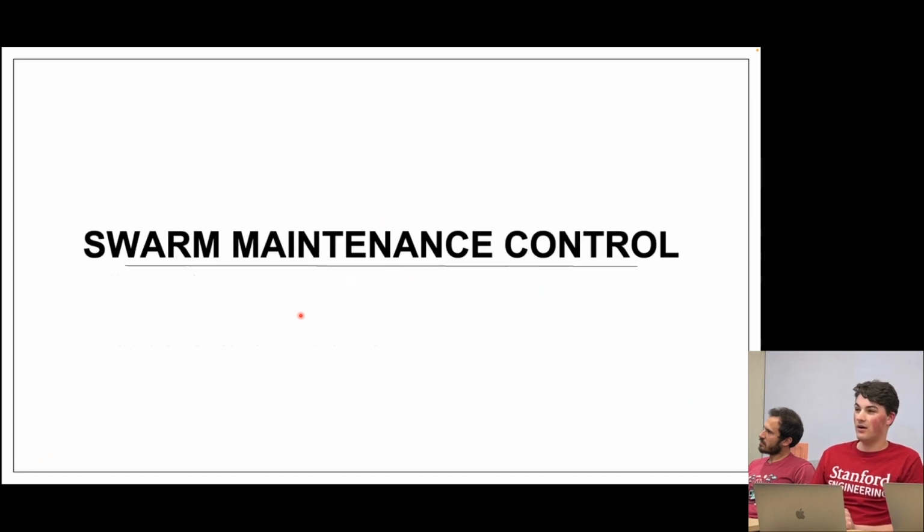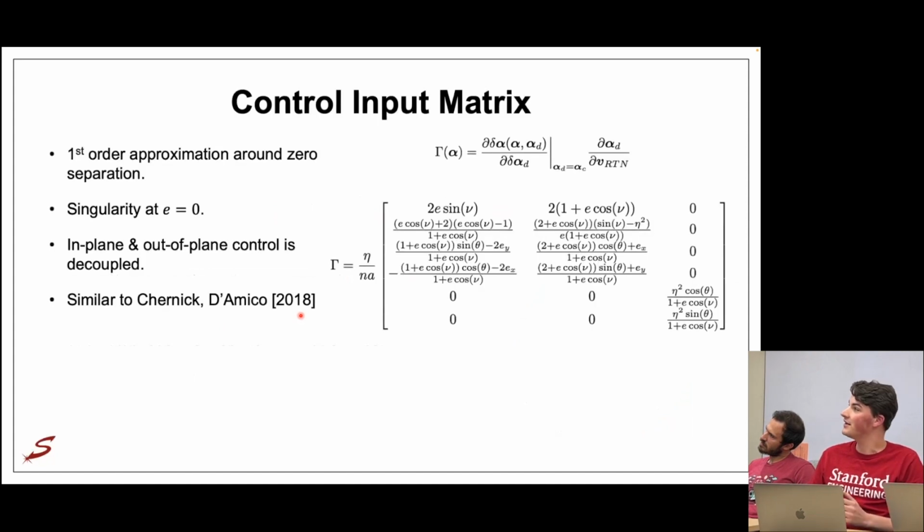All right, so we're going to go on to a discussion of control specifically applied to swarm maintenance. And I'll talk about why I'm putting that, it's not generalized, it's specifically applied to swarm maintenance in a second. So first of all, we need to get a control input matrix for these new ROE sets, and you can do it by using the chain rule and computing this.